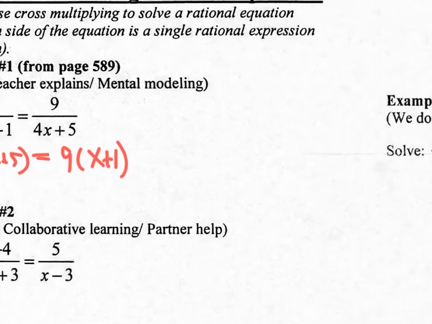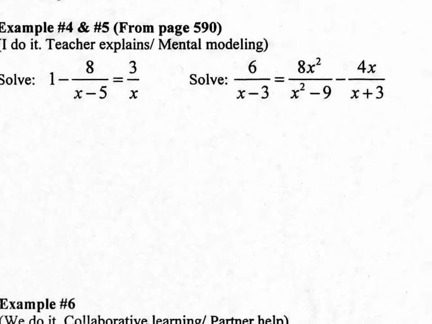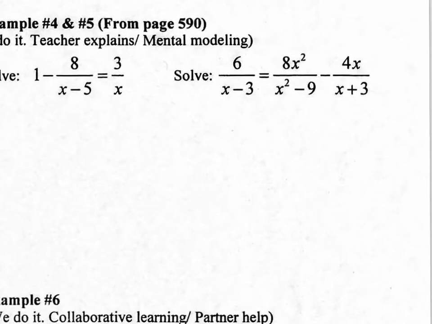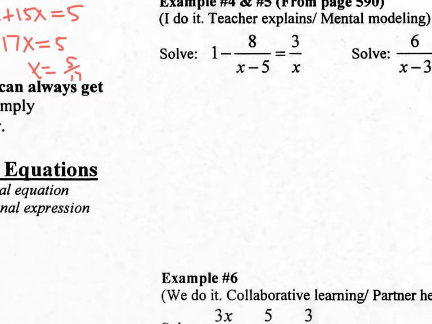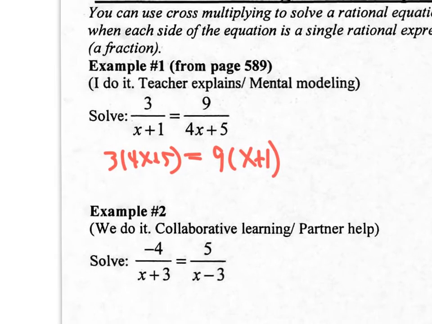Now, you cannot do that on this part of our notes because you don't have a fraction equal to a fraction. You have a fraction equal to other things, two fractions in this case. Or on this one right here, you don't have a fraction equal to a fraction. You have a fraction equal to a fraction and then another number. So you cannot cross multiply on those situations. You can only cross multiply when you have one fraction equal to another fraction. So you cross multiply 3 times that equals 9 times that.